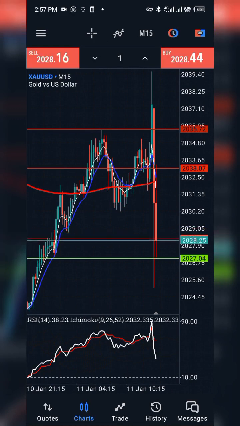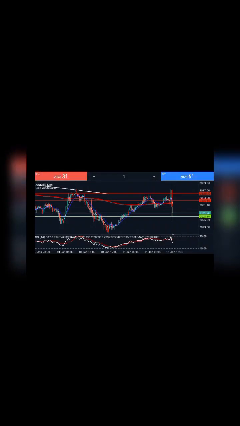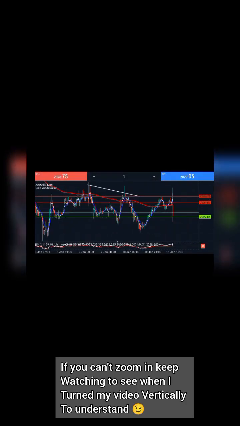I'm expecting a sell on gold. If you check my software on your PC, you see the support at 2027.04 for gold. Let me turn it horizontal. Please zoom in so that you can zoom this video in.